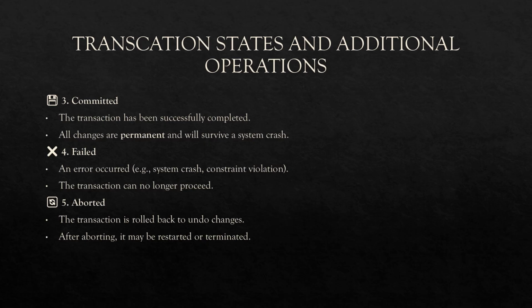Next, we have committed. What is meant by commit? When you are doing programs, you commit. What is the meaning of that commit statement? It's nothing but what you have done till now, you should commit it. It means it is a saving procedure. The transaction has completed successfully, and all changes are permanent and will survive a system crash. Next one is failed. An error occurred, and the transaction can no longer proceed. Next one is aborted. A transaction is rolled back to undo changes. After aborting, it may be restarted or terminated.